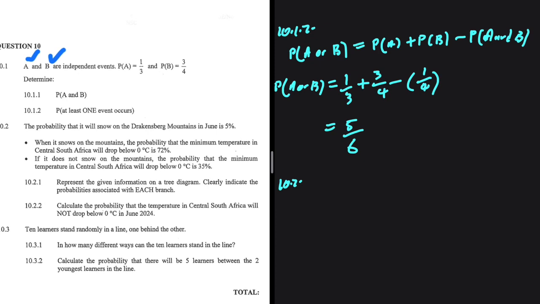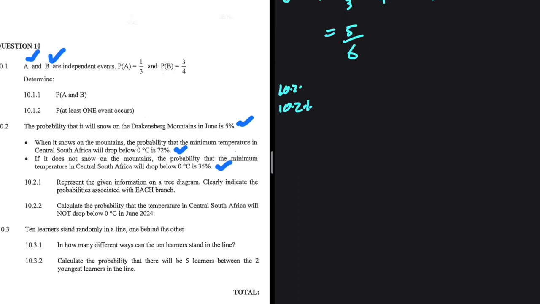The probability that it will snow on the mountains in June is 5%. When it snows on the mountains, the probability that the minimum temperature in central South Africa will drop below 0 degrees Celsius is 72%. We're going to make sense of that. No need to worry. Let's just read through our statement and see what information we have. If it does not snow on the mountains, the probability that the minimum temperature will drop below 0 degrees Celsius is 35%. Right, and then the first question, 10.2.1, represent the given information on tree diagram.